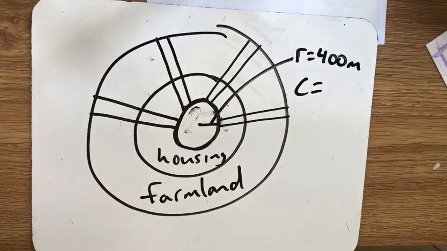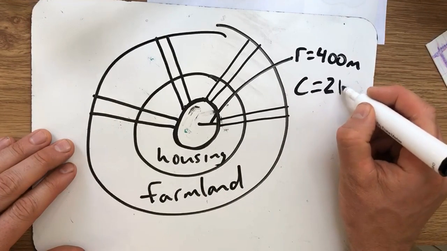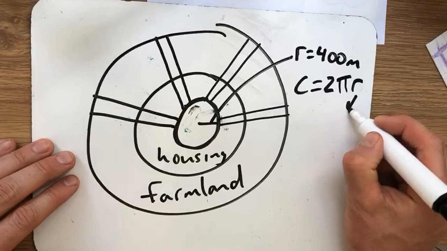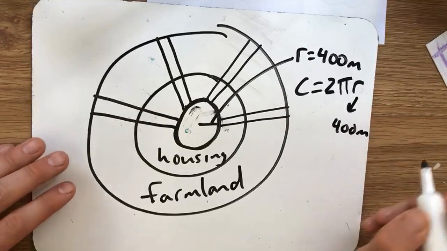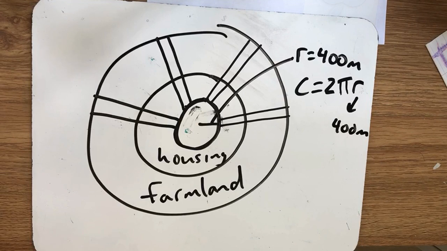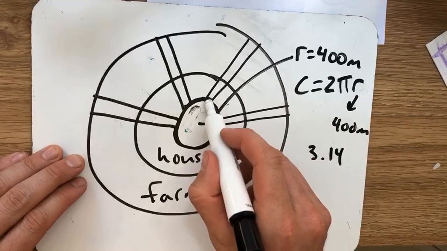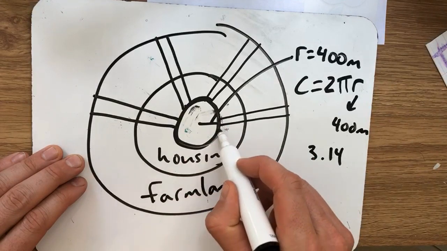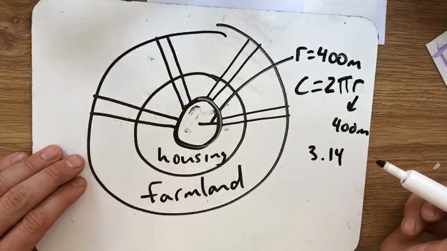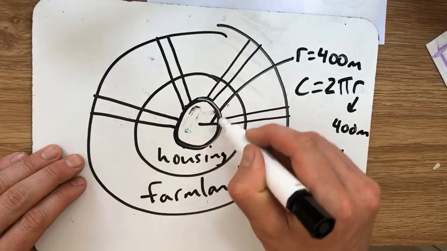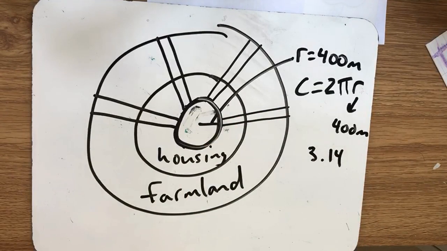Well, the circumference equals 2 pi r. And you know what r is. r is 400 meters. And you know what pi is? 3.14. So then you're going to need to figure out, okay, now I know the circumference of this. I'm going to need to take away the 8 roads. How many 15-meter wide houses can I draw on here? Another question on there.